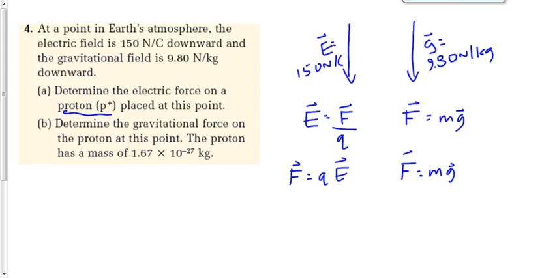Is it possible ever to have the gravitational force bigger? Sure, it's possible, but it's unusual. Generally, the only time that the gravitational force could be bigger is if the charge is essentially zero. If something is neutral, then there is no electric field, and if there's no electric field, there's not going to be an electric force. But all other things being equal, if you have mass and you have charge, the electric force is almost always going to be bigger than the gravitational force.